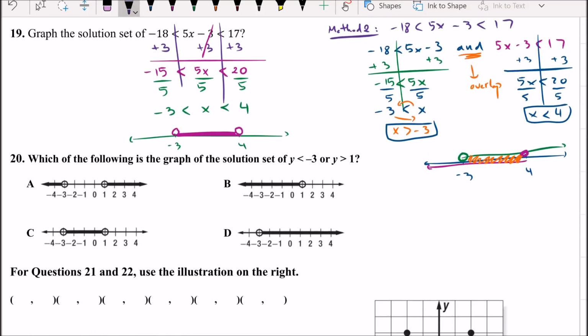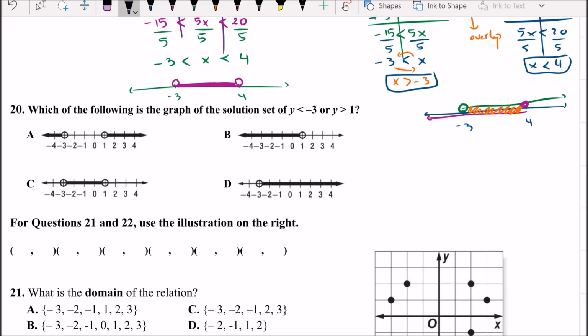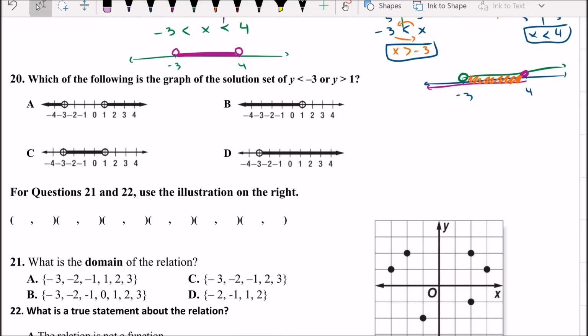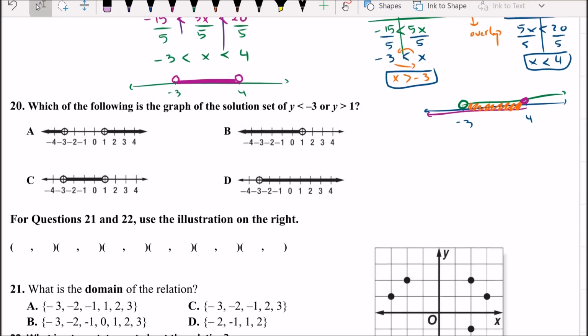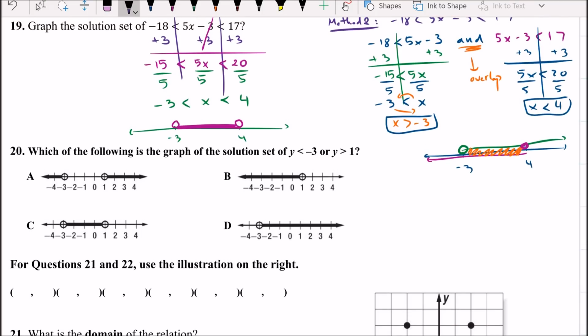Alright, number 20. Which of the following is the graph of the solution set y less than -3 or y greater than 1? The easy way to pick the solution is to graph it by yourself. Okay, I'm going to box this. I want to make sure we don't mix two problems together. Y less than -3 or y greater than 1.